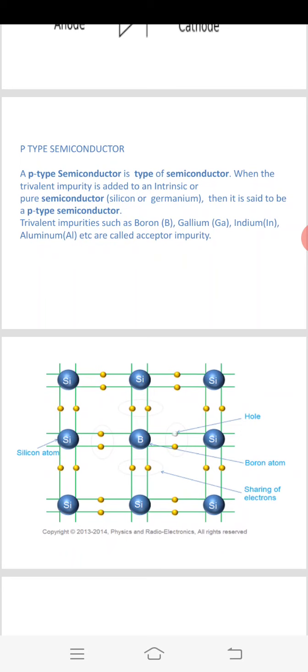A P type semiconductor is a type of semiconductor formed when a trivalent impurity is added to an intrinsic or pure semiconductor. A pure semiconductor, known as an intrinsic semiconductor, is silicon or germanium. Generally in electronics component design we use silicon, not germanium.